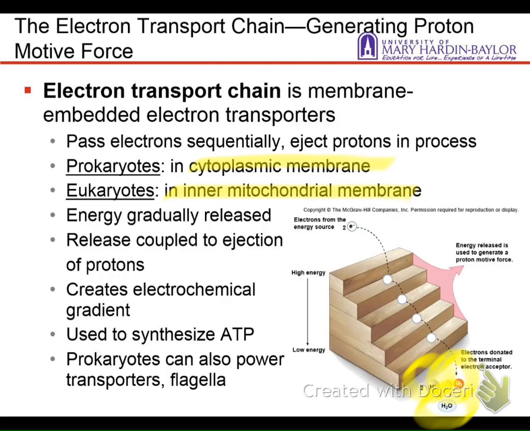The whole process gradually releases the energy that those highly charged electrons bring into the system. And as it gradually releases, it ejects protons from the cytoplasm. It creates an electrochemical gradient, protons in high concentration on one side, low concentration on the other. Long ago we talked about the pH of the periplasm, and we said it was acidic. The reason for that is these protons being pumped out into the periplasm. It makes that periplasm an acidic environment. And that gradient is then used to synthesize ATP by the enzyme ATP synthase.